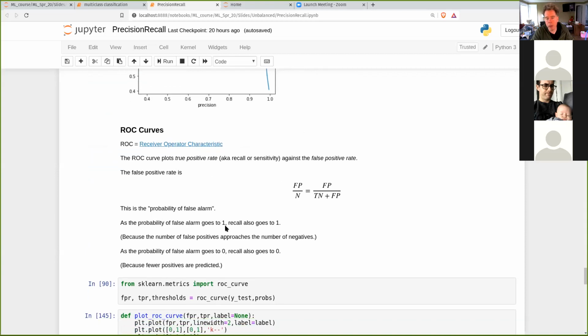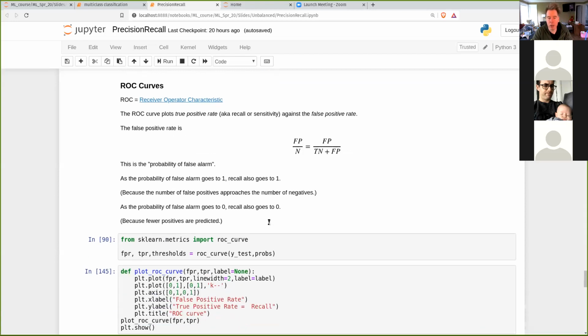So as the probability of false alarm goes to 1, recall also goes to 1, and that's because every negative will be a false positive. You just have to say that every negative is a positive. That makes the probability of false alarm go to 1, and it also makes recall go to 1.